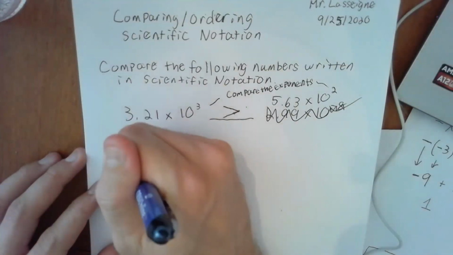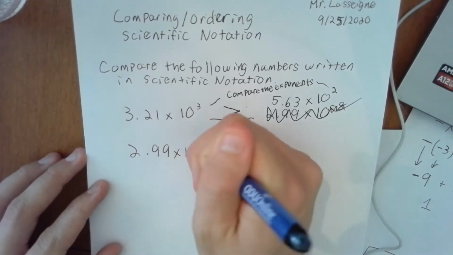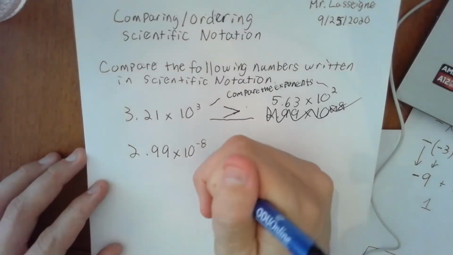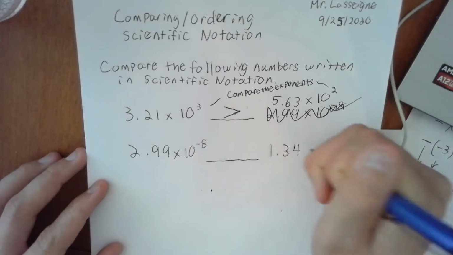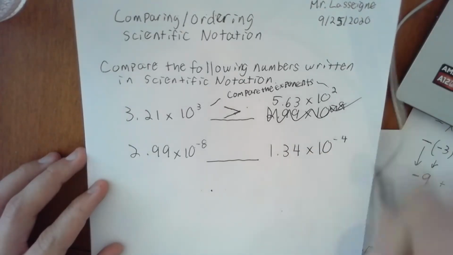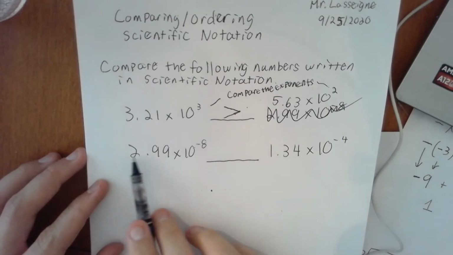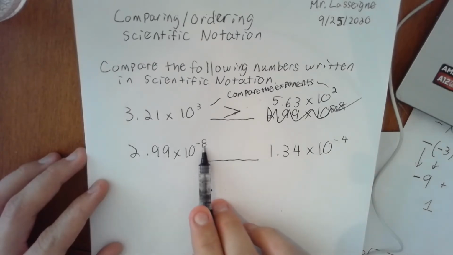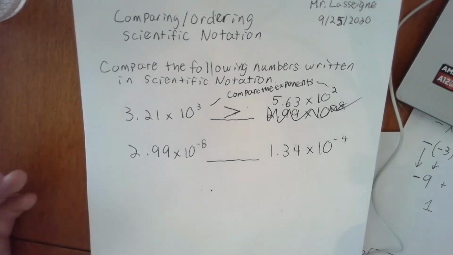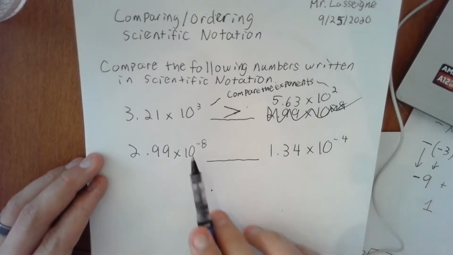Let's do another example. Got 2.99 times 10 to the negative 8. Now you see why I wrote that initially. And we're comparing it to 1.34 times 10 to the negative fourth. Once again, ignore the numbers at first. Compare the exponents. Negative 8 and negative 4 are my exponents. Well, which one's bigger? Negative 4 is actually bigger because negative 4 is greater than negative 8.